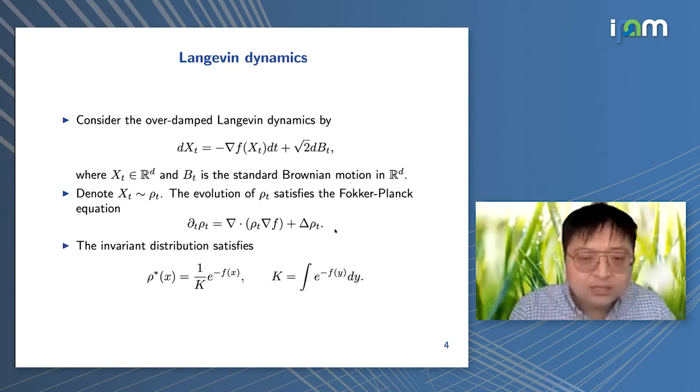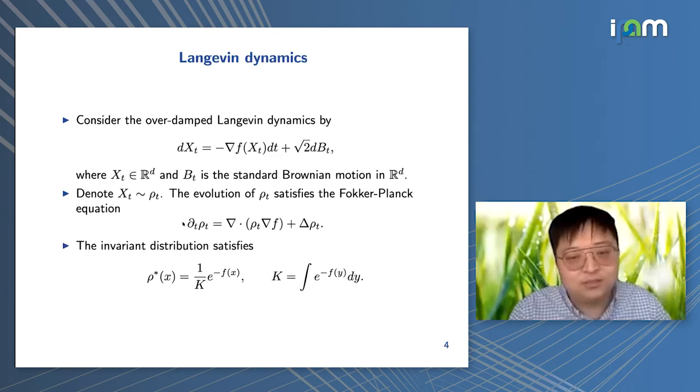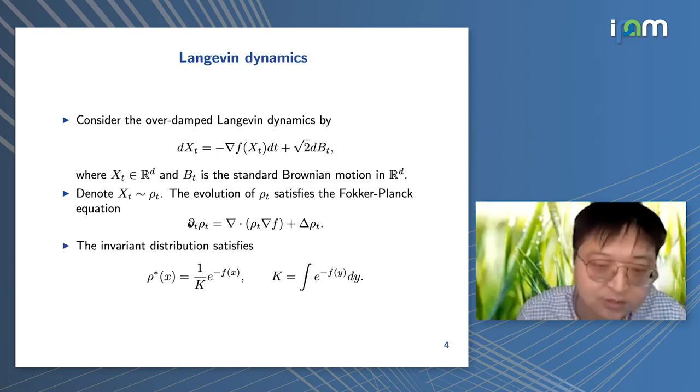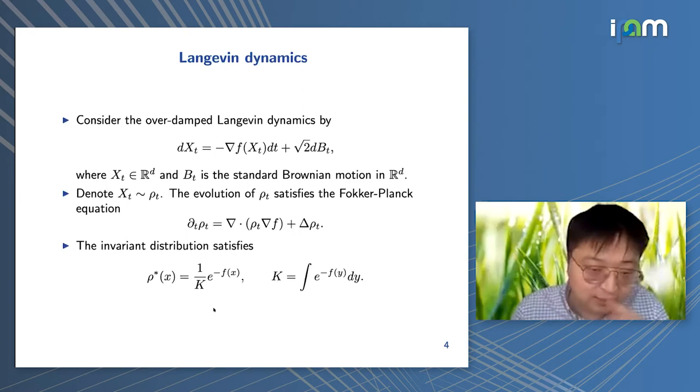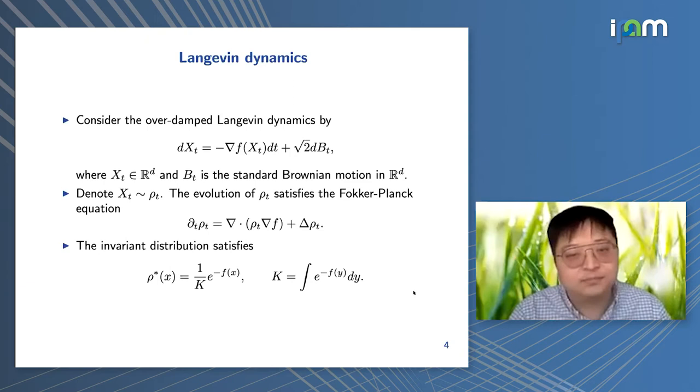Now, in the end, let's say when t goes to infinity, and suppose partial t rho equals zero, which means I end up at the invariant measure. When partial t rho equals zero, then we solve this elliptic operator, and we gain the following density function. It is the Gibbs measure, okay, with K to be the normalization constant.